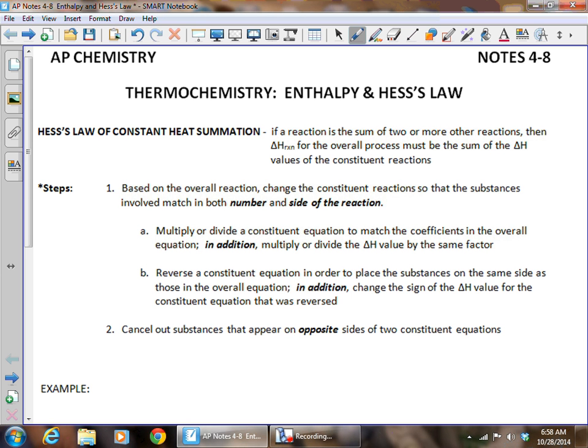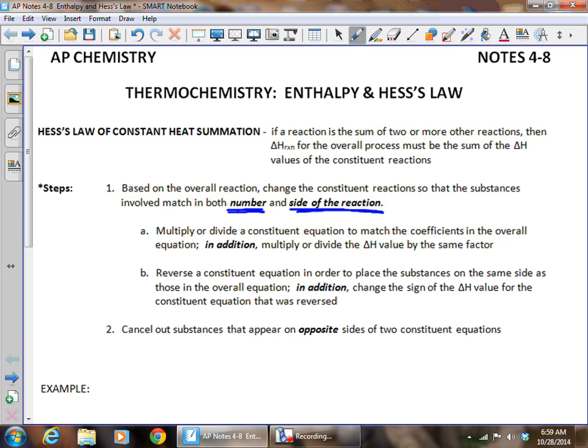Kind of makes sense. Now, when we're doing this on paper, the one thing we have to do is make sure that both the overall reaction and those constituent or step reactions match two ways. Substances have to match in how many of each of those substances there are on each side of the equation, and which side of the reaction it's on.